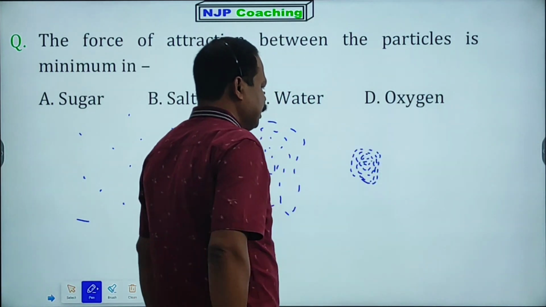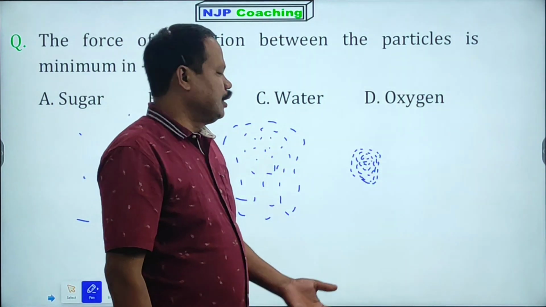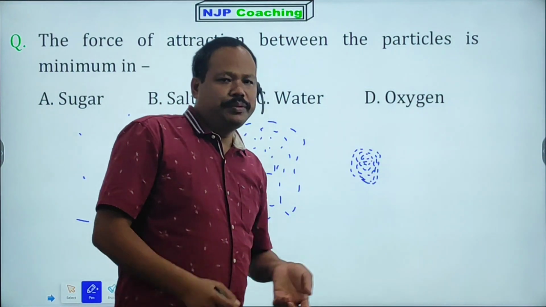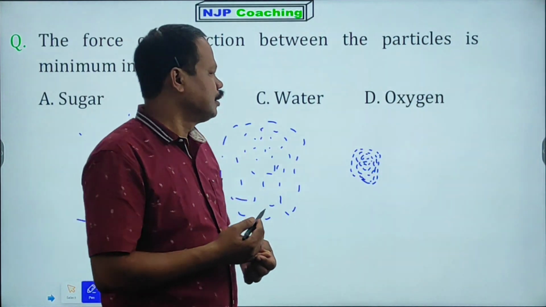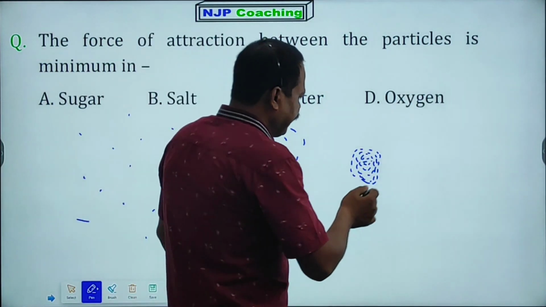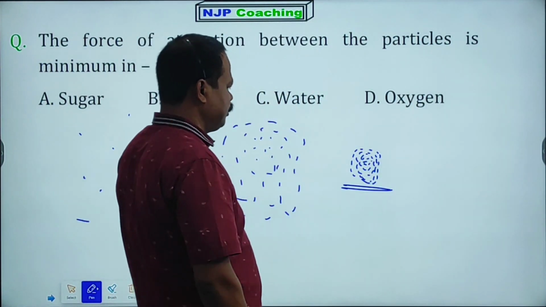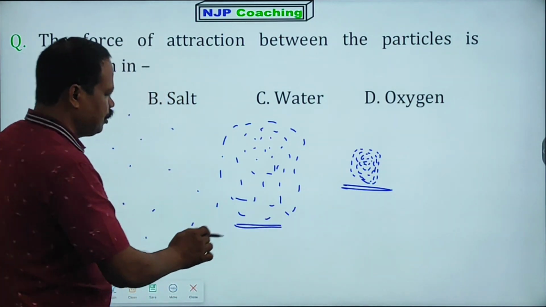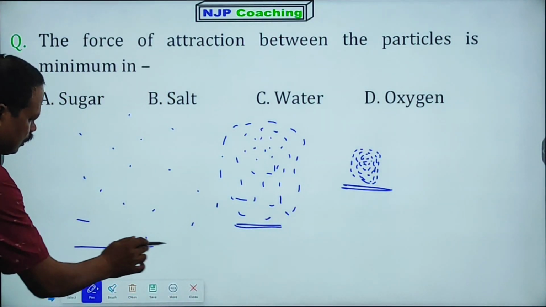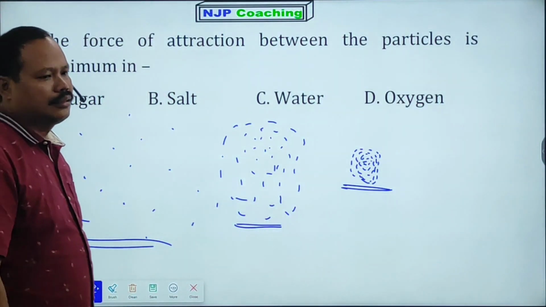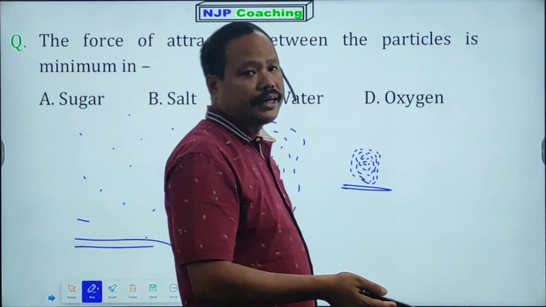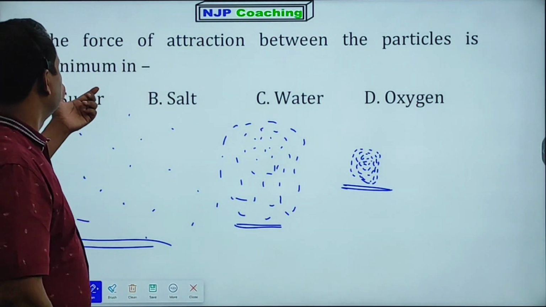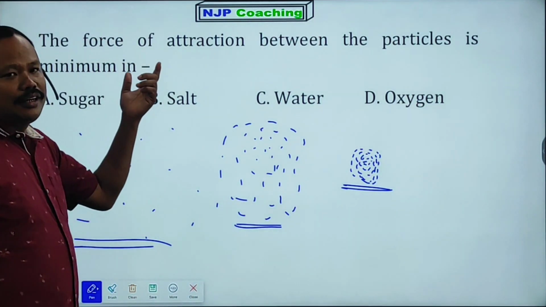Particles usually, for a solid, the minimum space between them. And so, the attraction is highest in solid, moderate in liquid, and negligible in gases. So the force of attraction between particles is minimum.